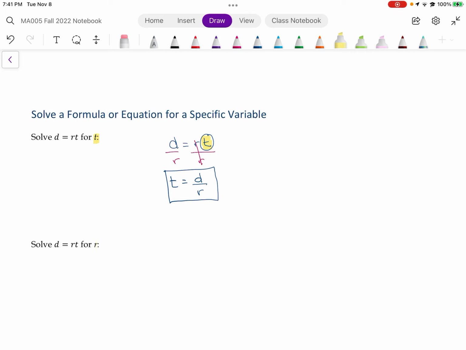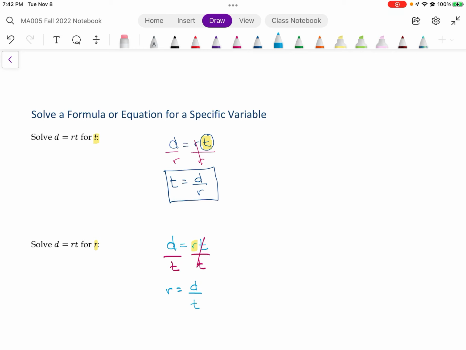All right, so we're now going to rearrange it for r. So we're going to do it again. And we get d equals rt. That's our starting point. But this time we are solving for r. So we want to get it by itself. All right, so I'm going to divide both sides by t. And the r does not cancel out. The t cancels out. And we get that r equals d over t.